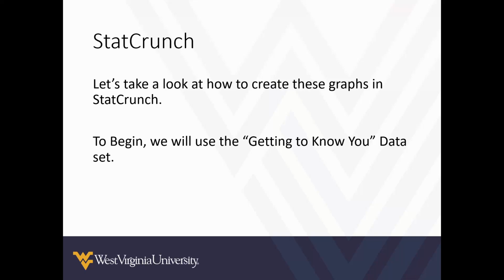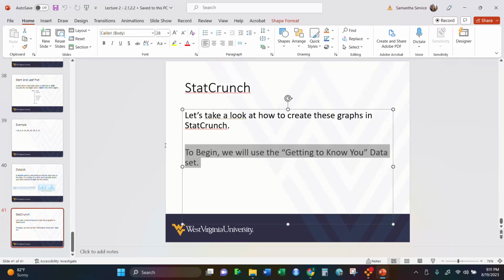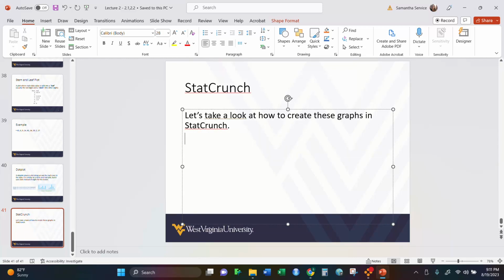So at this point, we can go ahead and take a look at how we can create these graphs in StatCrunch. To begin, we're going to use the Getting to Know You data set. Actually, I take that back because I don't have the Getting to Know You data set, because this class is actually being taught in online format, so we're going to have to use a different data set instead.